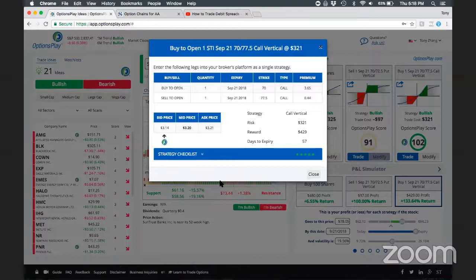Is there a way to find debit spreads with smaller capital outlays? It's just simply doing it on lower price stocks. The lower the price of the stock, the lower the price of that debit spread. So if you're searching or doing some scans, maybe limit your scans so that you're not looking at stock prices above $100. That might be one way to find trades with smaller debit spreads.